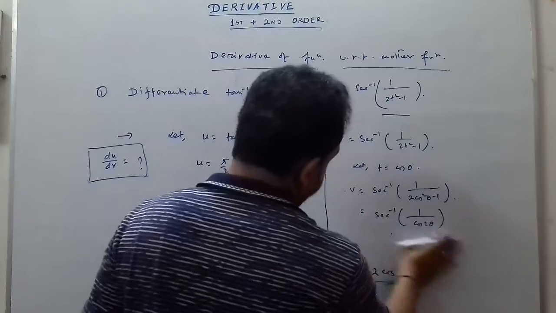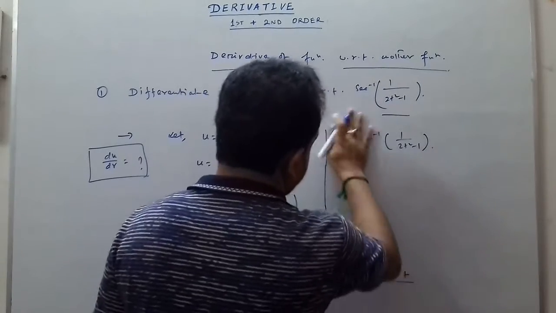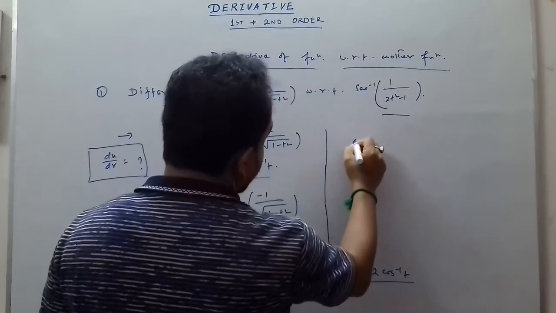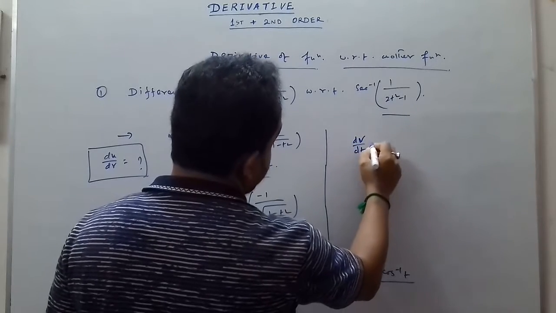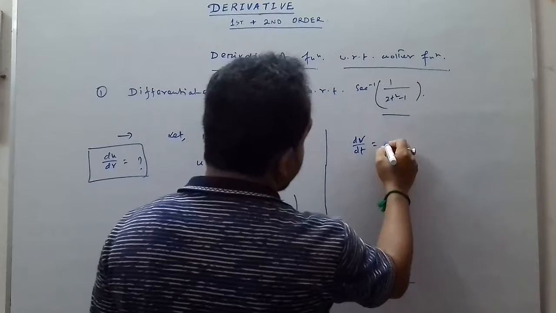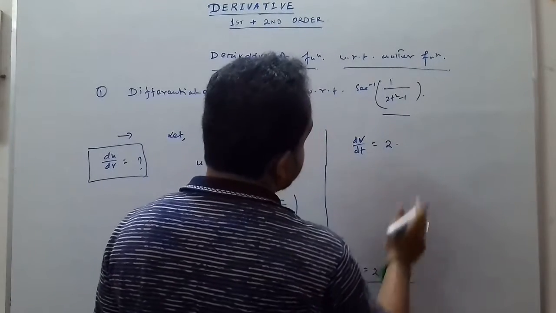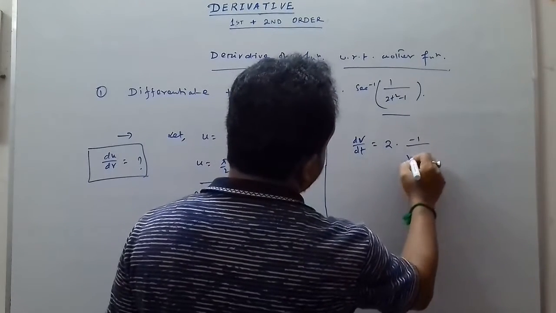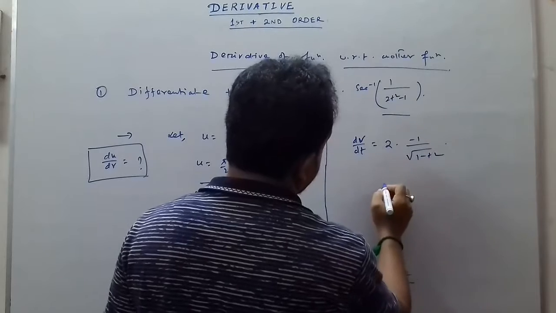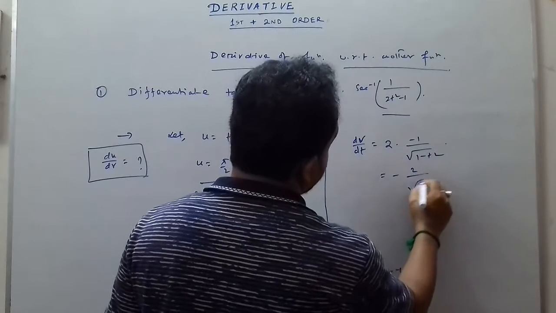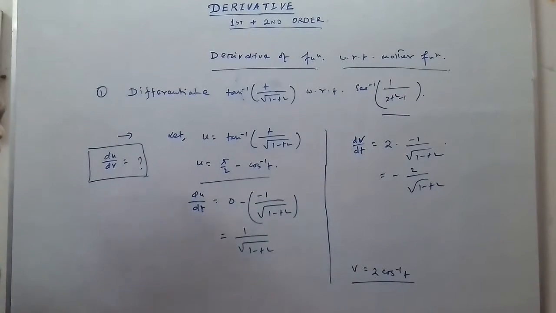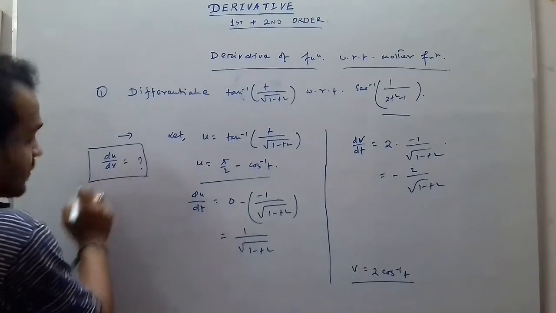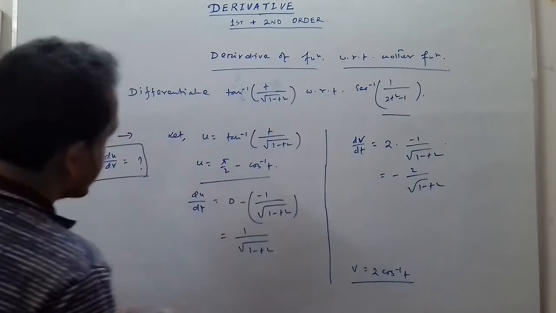But here, differentiating v with respect to t, we get 2 into the derivative of cos inverse t, that is minus 1 over root under 1 minus t square. That is, minus 2 over root under 1 minus t square. This is dv/dt. As we need to find out du/dv, we must divide.